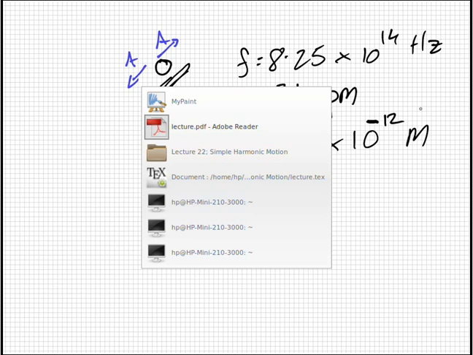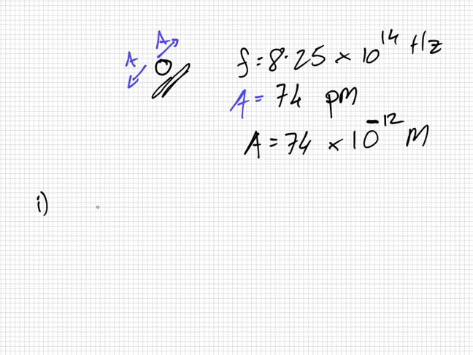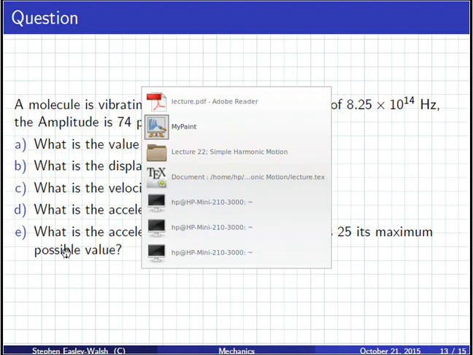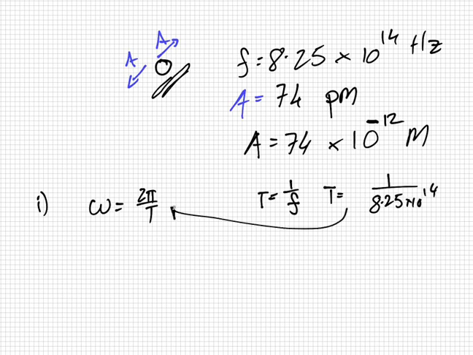So that's the amplitude. My first question is what is the omega? Okay, what's the formula for omega? 2 pi over T. But you don't know what T is, do you? No. T is 1 over f. So T is 1 over 8.25 times 10 to the 14. You can put that back in here and get omega is 2 pi over T, which is 1 over that number.